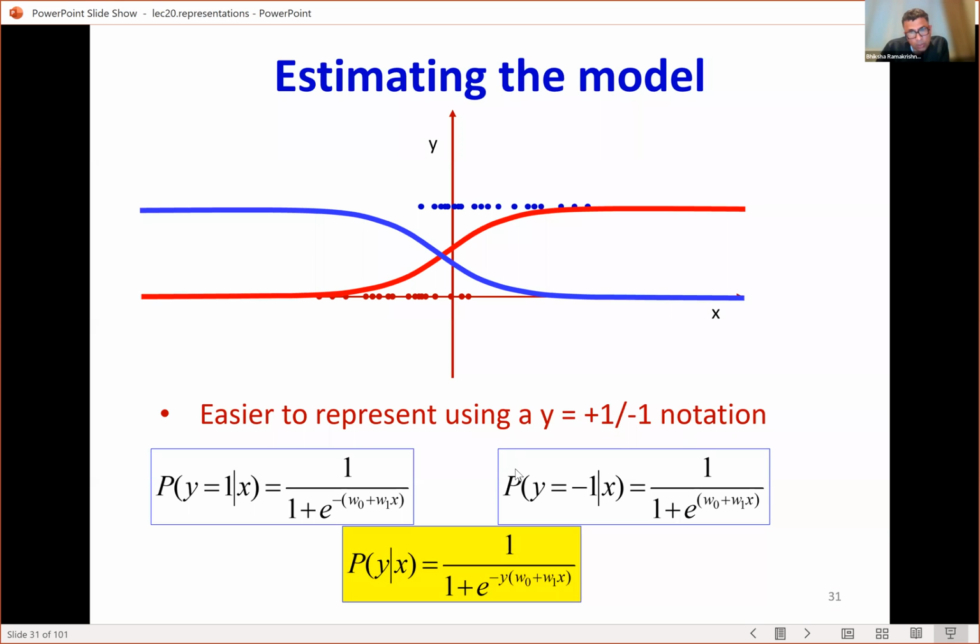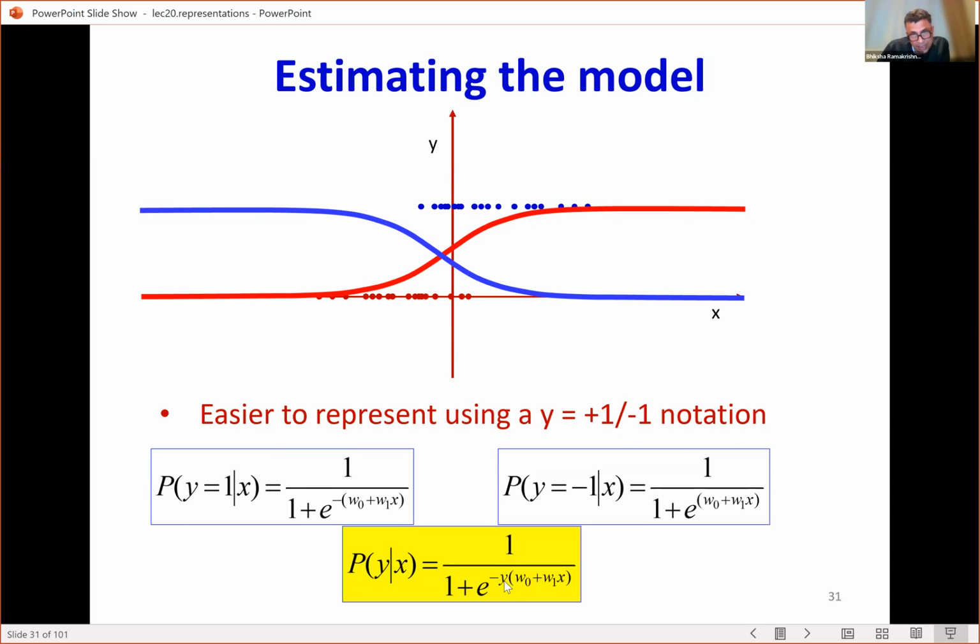So the probability of y belonging to class -1 given x is going to be 1 minus p of y equals 1 given x. And if you work it out, that's simply going to be 1 over 1 plus e raised to plus w0 plus w1x. So the difference between the a posteriori probability for class 1 and the probability for class -1 is merely the sign of this exponent. So we can write both of these in combined form and say p of y given x is 1 over 1 plus e raised to minus of y times w0 plus w1x.